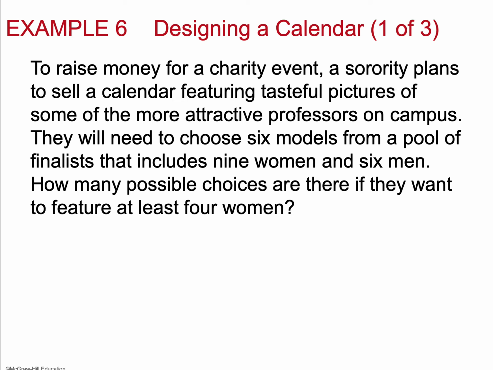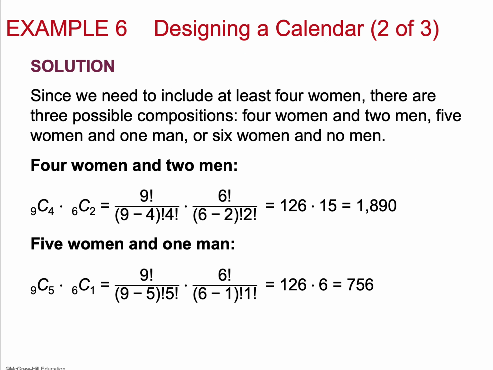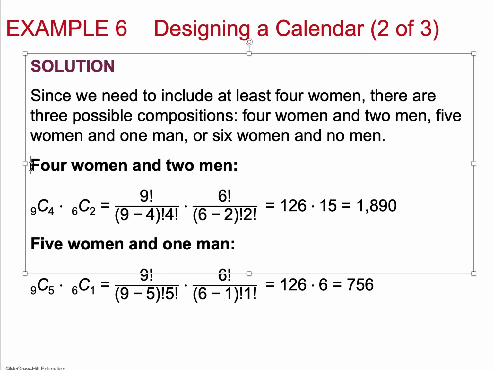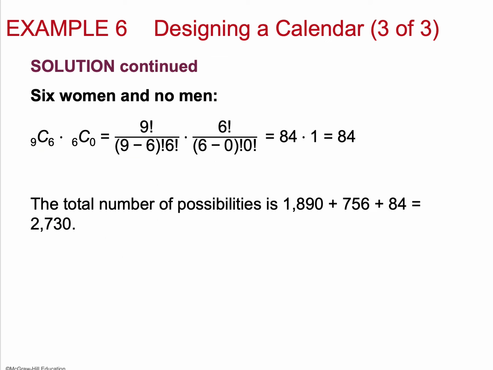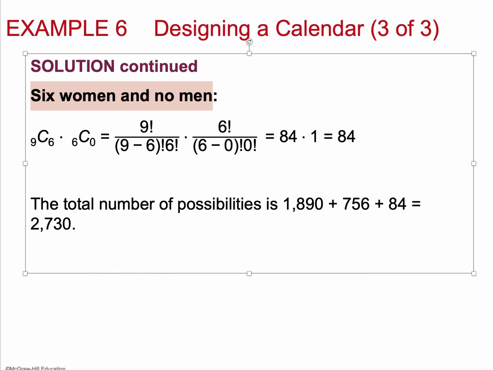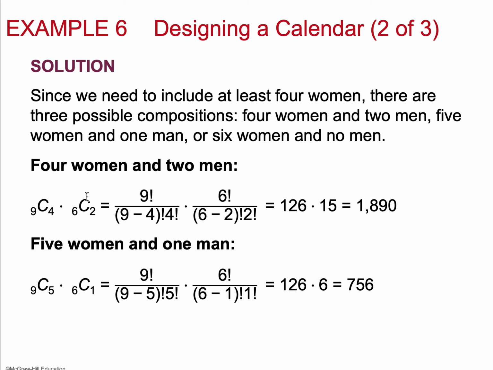Now, if I'm designing a calendar, that means I want to raise some money for a charity event, and a sorority plans to sell this calendar with pictures of some of the attractive professors on campus. They need to choose 6 people from a pool of finalists that has 9 women and 6 men. How many possible choices are there if they want to feature at least 4 women? So what's different about this is at least. So at least 4 women could mean 4 women and 2 men, 5 women and 1 man, or 6 women and no men. So I have to find the number of ways for each.